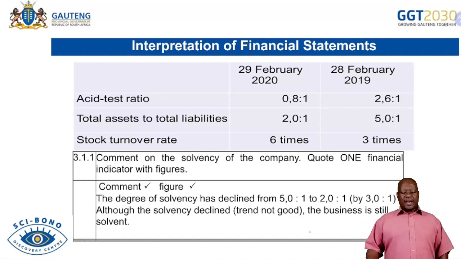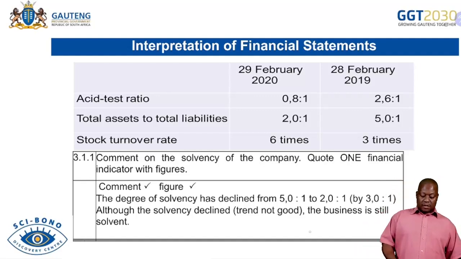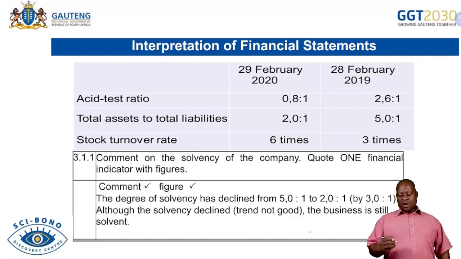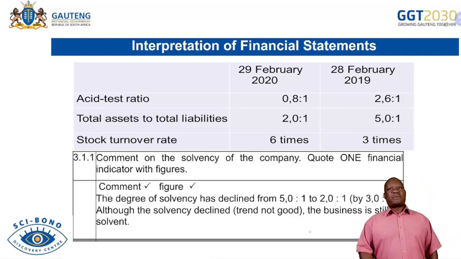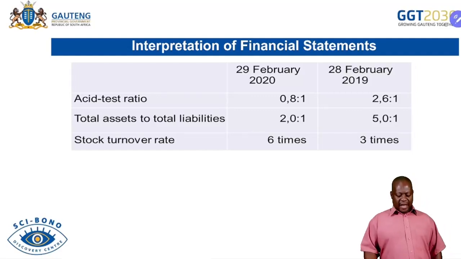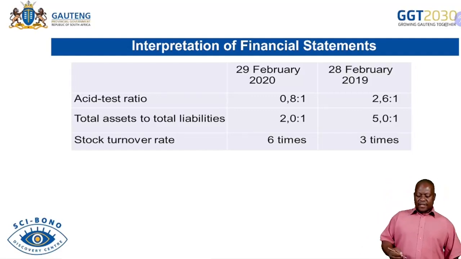But we are still having a positive ratio here, which is good. As long as we have got more assets to pay off our current liabilities, we must smile. To pay off our total liabilities. Now, let's move on to this.